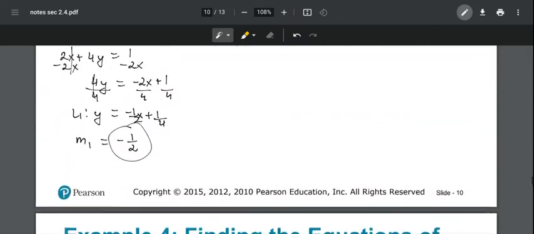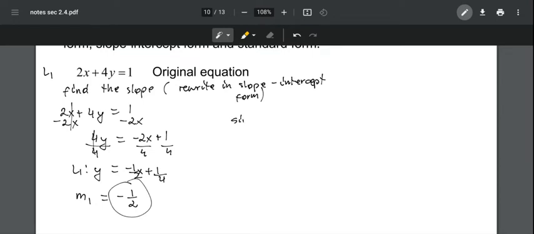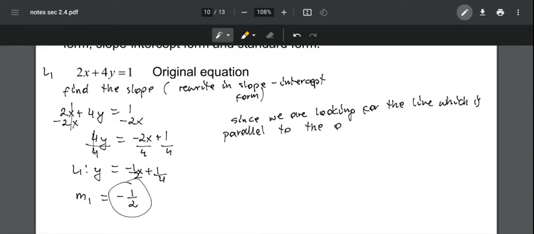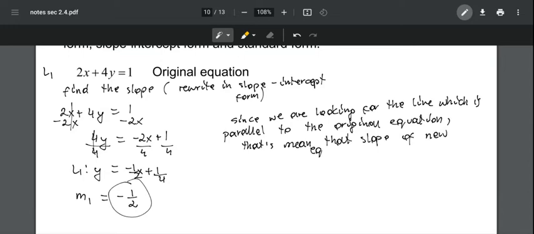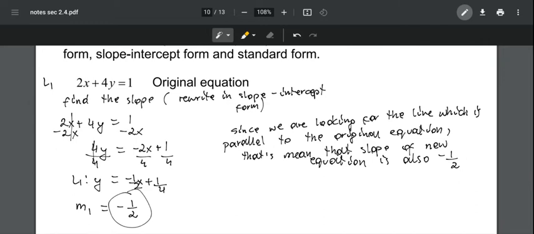Okay. So here, since we are looking for the line which is parallel to the original equation, that means that the slope of the new equation is also negative 1/2. Okay, so I'm building the equation of the new line which is parallel to the given line.